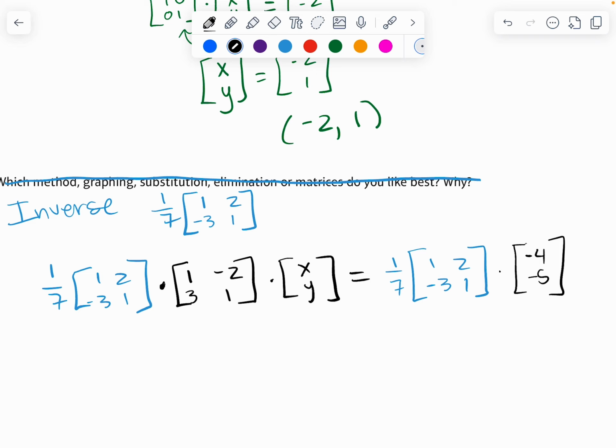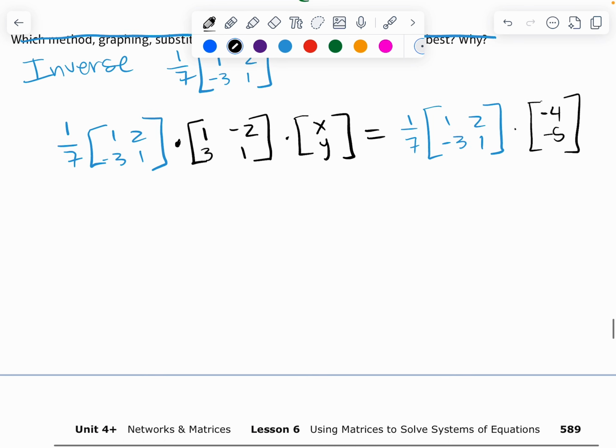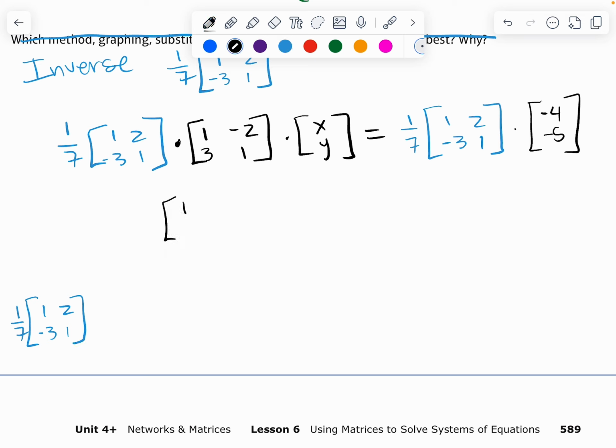If I did it like this, with the scalar multiplication, you can do that at the end. So let's do this and do that part at the end. So we're going to do 1/7 over here. So 1, 2, negative 3, 1. And then we're going to do 1, negative 2, 3, 1. Okay? And we're going to do this, just like we were doing before.